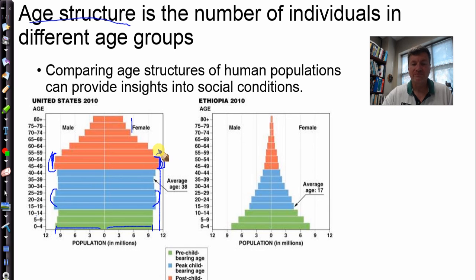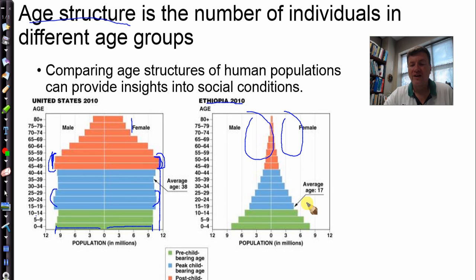Over here, take a quick look at this. This is Ethiopia in 2010, and you'll notice some big differences. First, you'll notice how there are not a lot of old people in Ethiopia of either gender. They don't typically have a long lifespan there, and that's because of medical conditions and food and other resource limitations. So we have that issue.